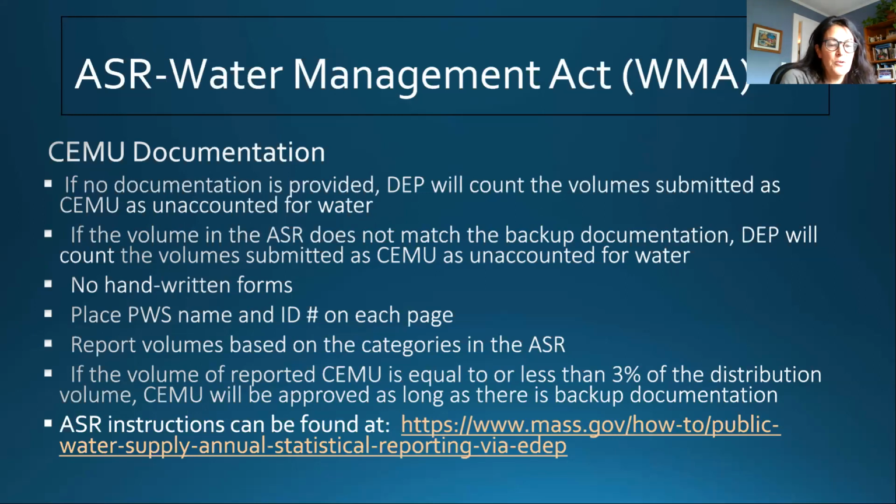If you could avoid handwritten forms, I'd really appreciate it. It makes it hard to read. Please place the PWS name and ID on each page. If you could keep the volumes that you report in the categories that are in the ASR, that would be great. And if the volume of the reported CMU is equal to or less than 3% of the distribution volume, your CMU will be automatically approved as long as there's backup documentation. And like I said earlier, the ASR instructions can be found on the website, and all this information that I'm about to go over is in the ASR instructions.